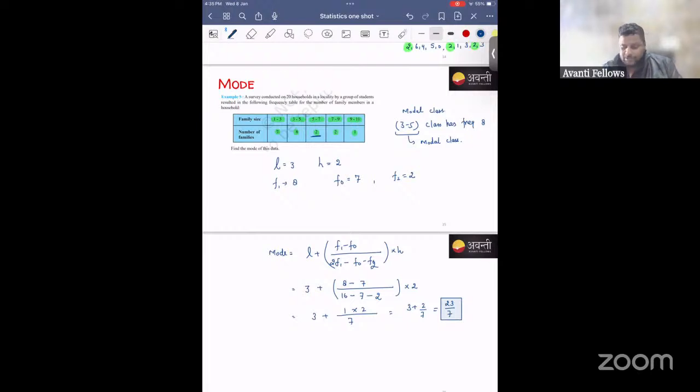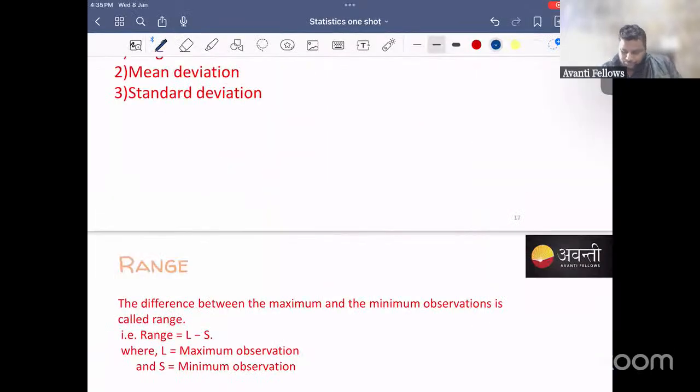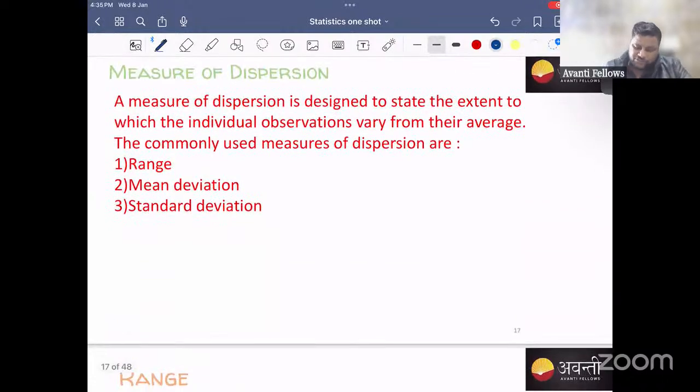Understood? Now, let's go forward. Measure of dispersion. The measure of dispersion is designed to state the extent to which the individual observations vary from their average. Simple, there's a very simple theory. I also talked about it yesterday.